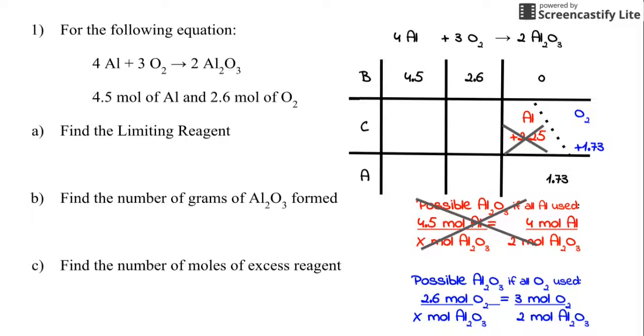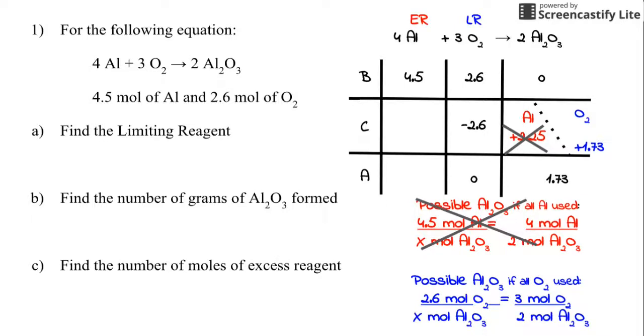Okay, let's keep going. Now I know that my limiting reactant is oxygen, because that is where my possible yield comes from. And whenever I have a limiting reactant, I'm going to use up all of that reactant. So in my change row, I'm going to subtract all 2.6 moles I use up, and after, I'm going to have no moles left of that reactant. The aluminum is now my excess reactant.